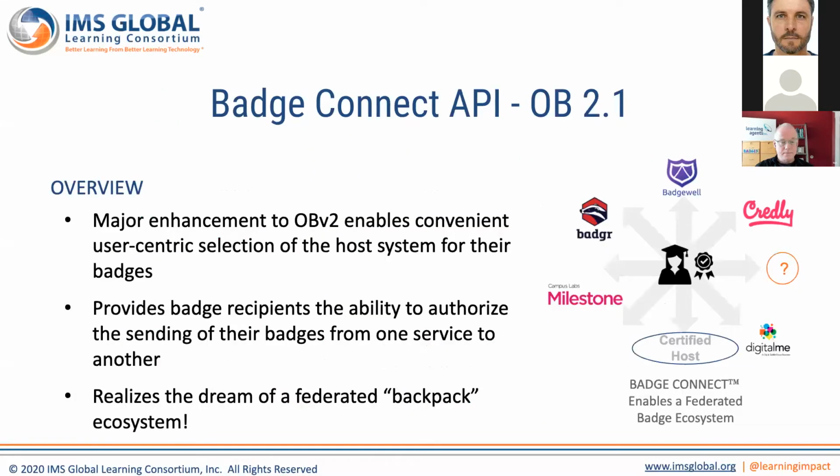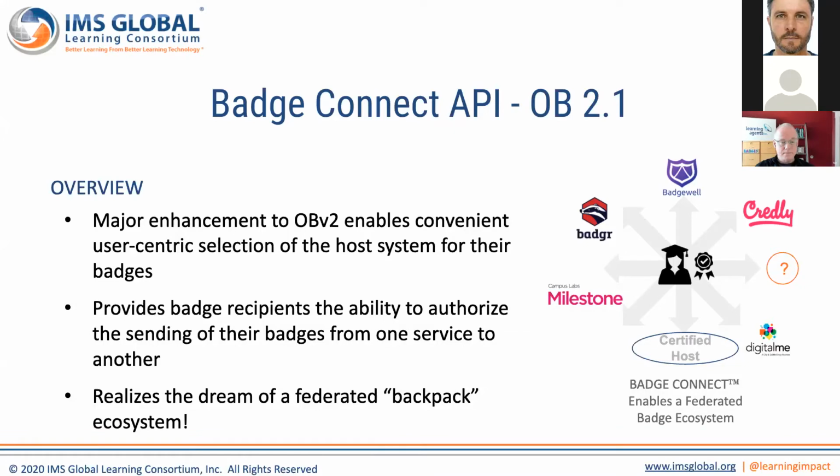So 2.1, that's affectionately called the Badge Connect API, builds off of Open Badges 2.0. Open Badges 2.0, as many of you know, is all about how the badge is structured, the metadata that goes into the Open Badge. But 2.1 adds a REST-based API to enable the improved exchange of Open Badge data between systems. So what this does is it improves the current state for badge recipients.